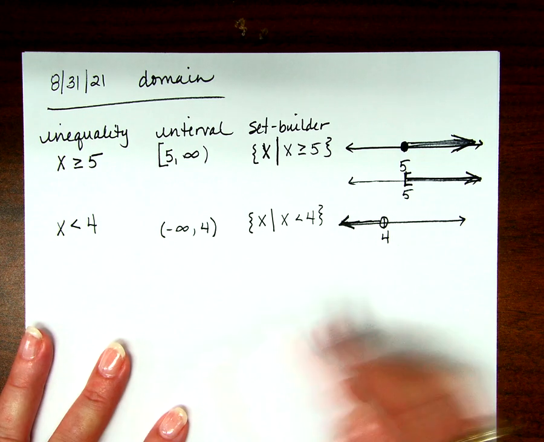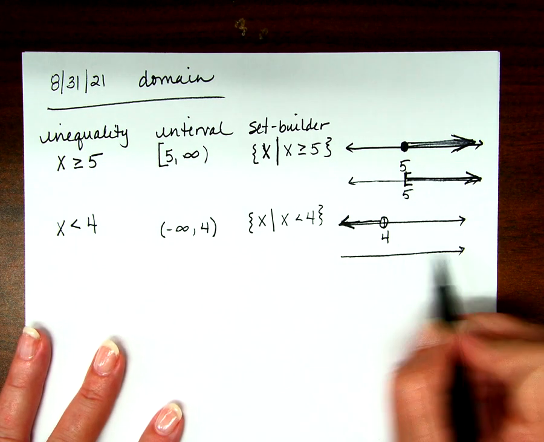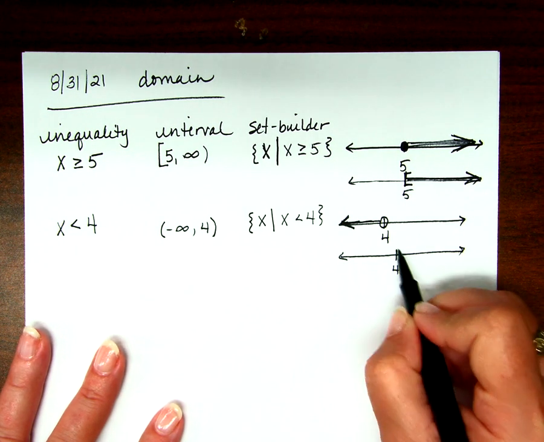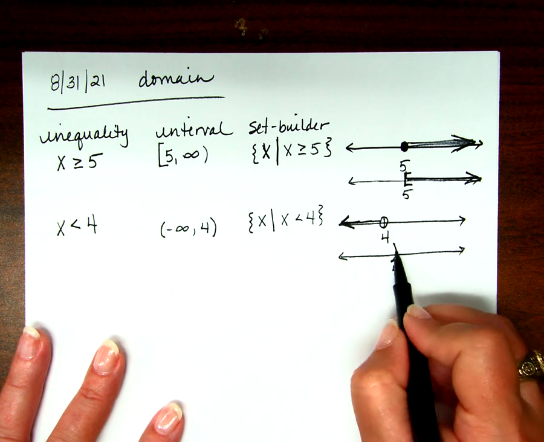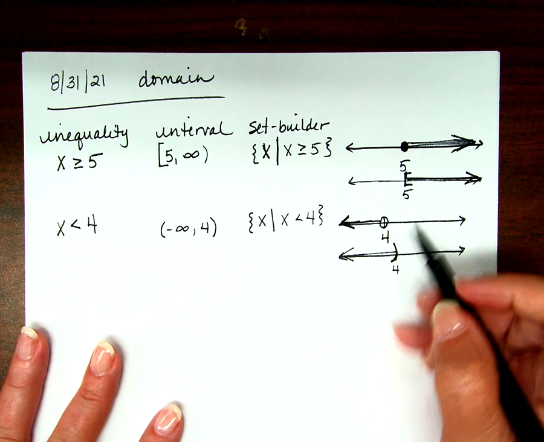Right? And what's the other way that it could look? Absolutely. Here's the 4, and then it has a parenthesis on the 4 with an arrow to the left. Sorry, that's kind of a wonky looking parenthesis.